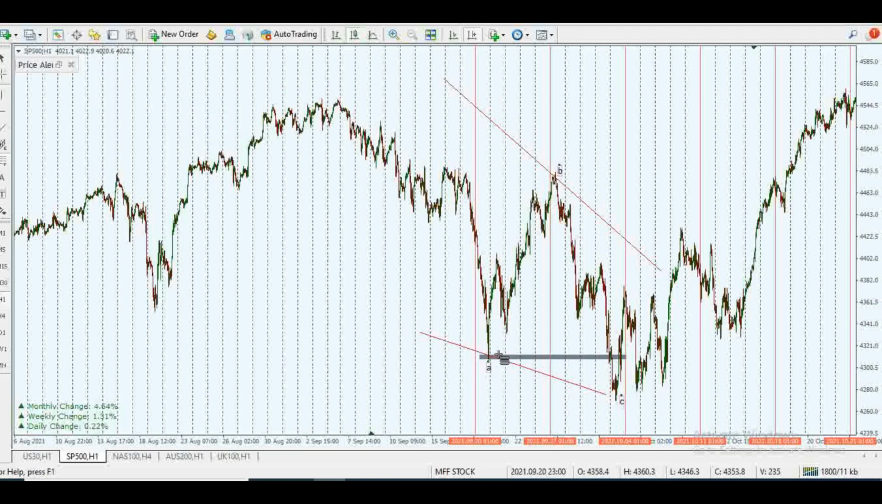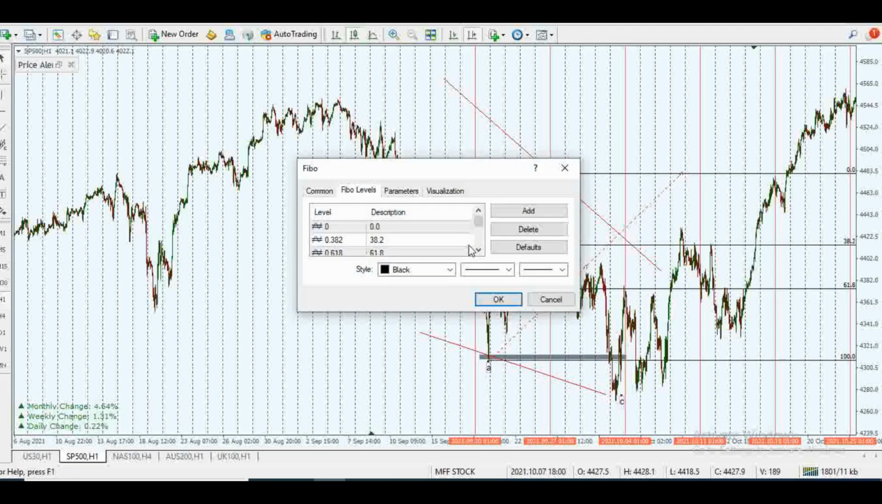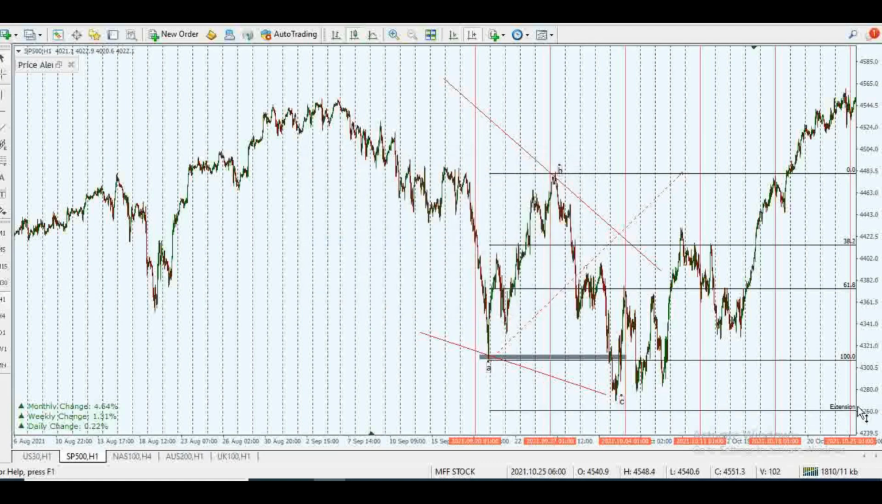I don't have the 127 extension here, but I can just quickly add it. For those of you that do not know how to add extensions to your Fibonacci, this is a very easy way to learn as well. So for the 127 extension, I'm going to put in 1.271. This is 127.1, this is the level, and this is the description. I'm going to put this as the extension, then press OK. So this is going to come in here as my extension.